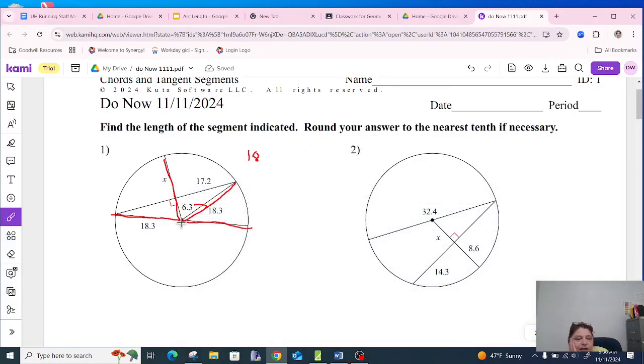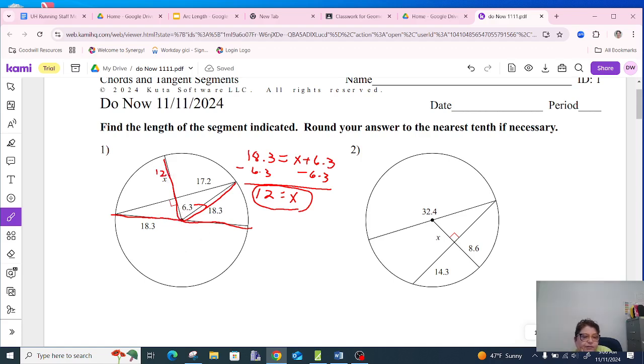If I know that all the radii have to be equal, and the radius has a length of 18.3, if this length is x and 6.3, that would be x plus 6.3. We know they have to equal 18.3. So you just subtract the 6.3 from each side, right? And x would equal 12. So this little piece is 12.